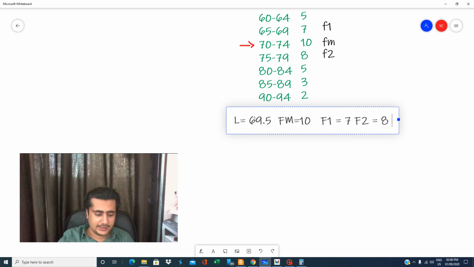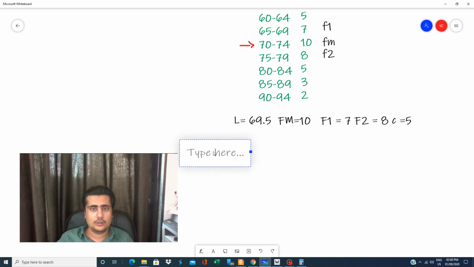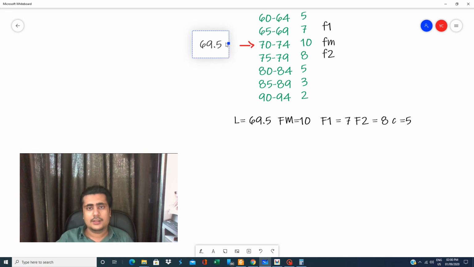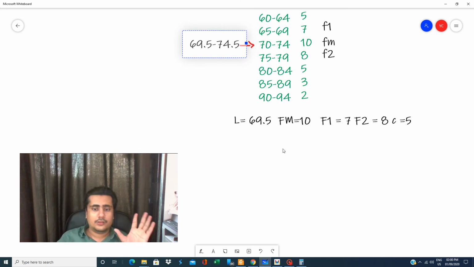And what class length will you take? I told you, what you see plus 1. You see 4 here, 70 to 74, 75 to 79, so your class length is 5. Or if you want the logic, just convert this class into an exclusive class: 69.5 to 74.5. Now you can see the gap between 69.5 and 74.5 is 5.